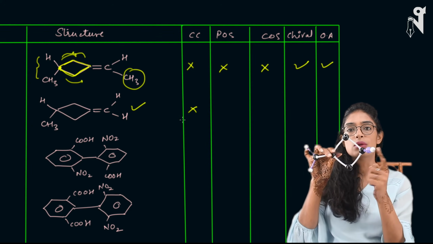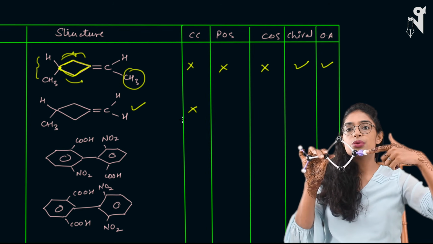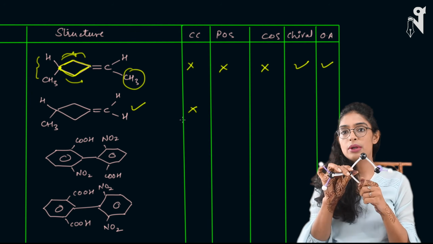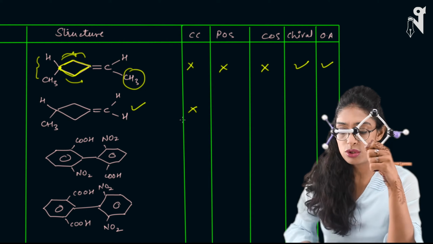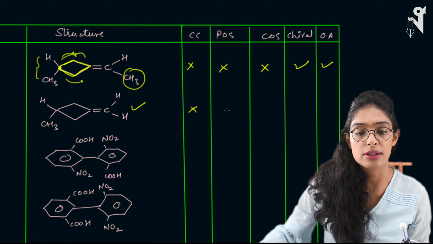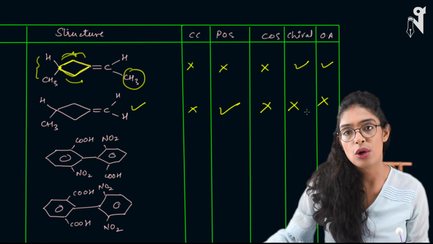And then what about these two? CH3 will get divided into two equal halves, up and down, and this hydrogen will also get divided into two equal halves, up and down. So basically everything will get divided into two equal halves and will form the mirror image. So yes, POS is there. COS is still not there. Chirality is not there, optical activity is not there.